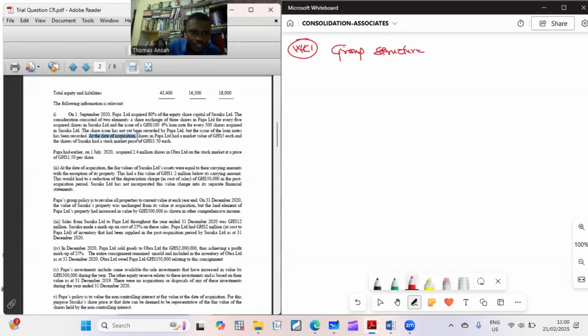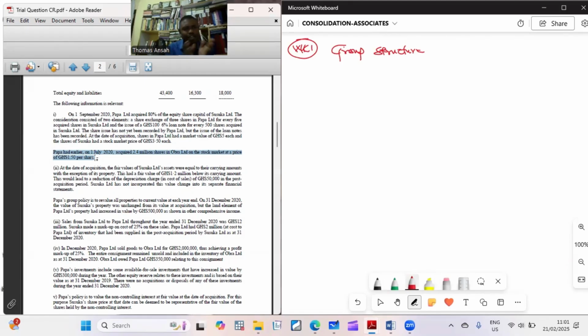At the date of the acquisition, the shares in Papa Limited had a market value of 5 cedi each, and the share in Susuka had a stock market price of this. So we will do it, and you will see how we will do it, because you will use the parent's own to determine purchase consideration. You will use the subsidiary's own to determine the NCI. Good. Papa had earlier on July acquired 2.4 million shares in Obra. So that is another one at a stock price of 1.50. So that is a share purchase, and the price has also been given to you.